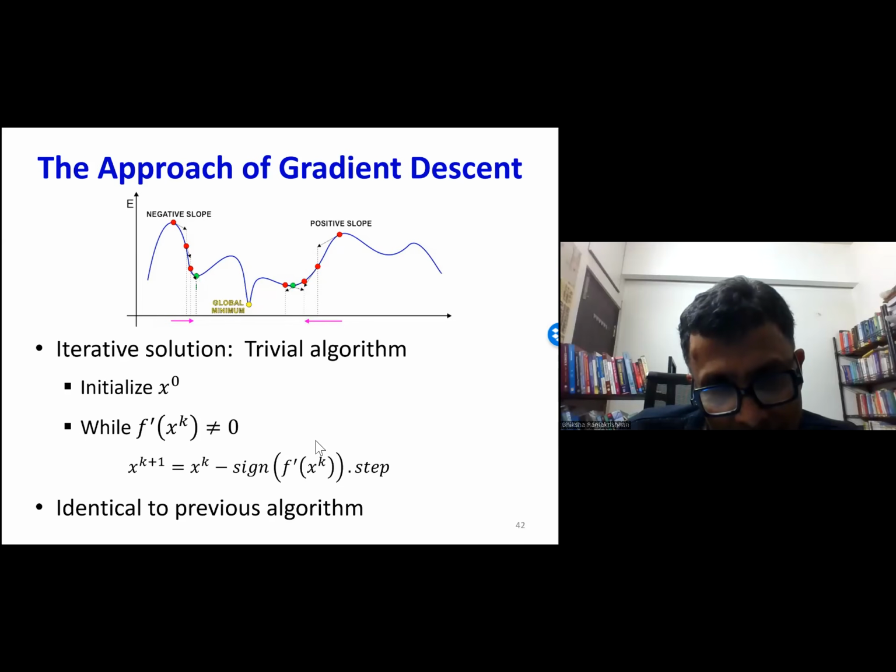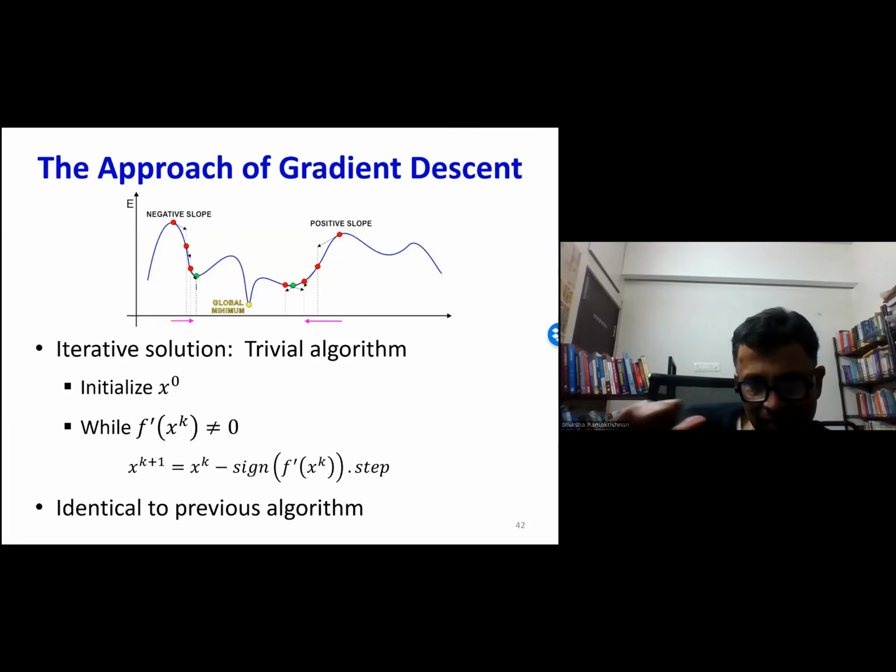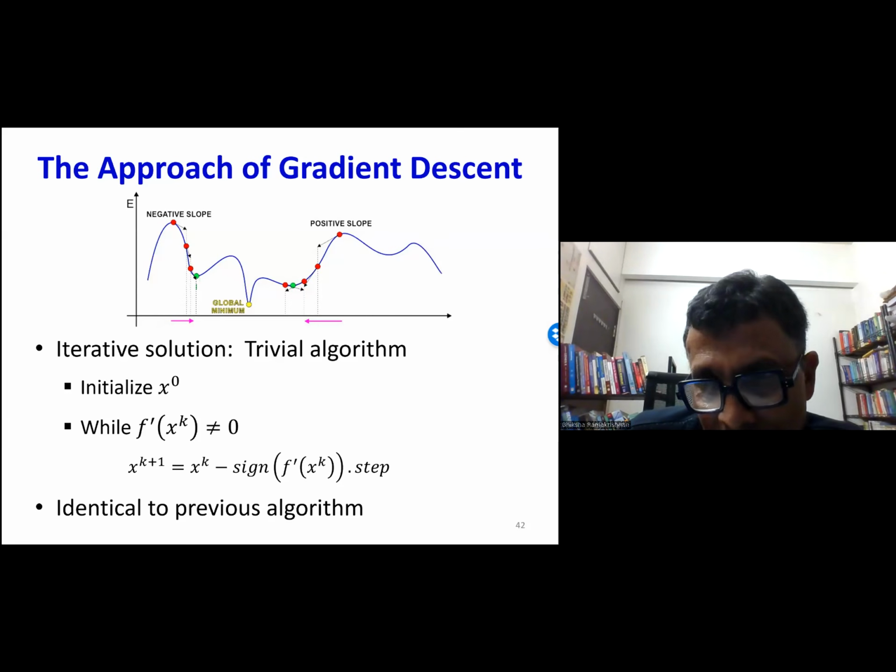If the slope is negative, the sign of the derivative is going to be negative, right? And so this negative times negative is positive. And so you'll end up moving forward by a step. You'll end up incrementing x. On the other hand, if the function is increasing, then the slope is going to be positive. So minus of a plus is going to give you a minus. So the net sign is going to be negative, and you'll take a step backwards. So is this making sense?